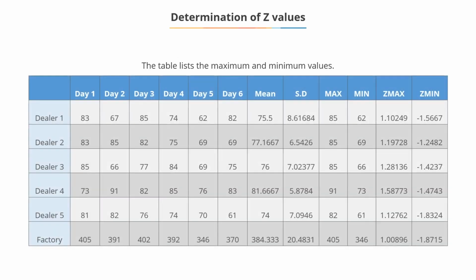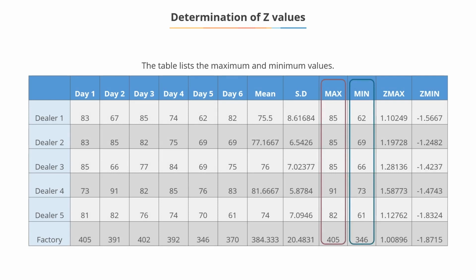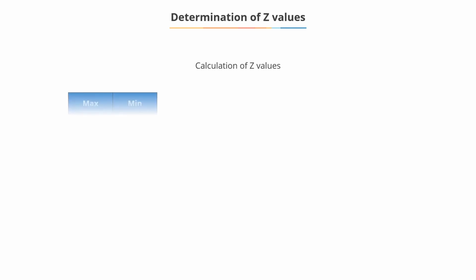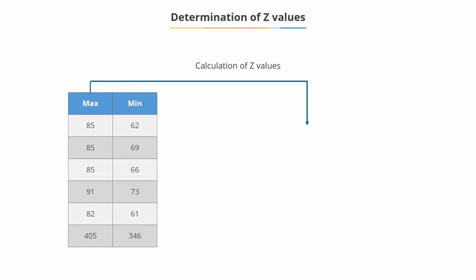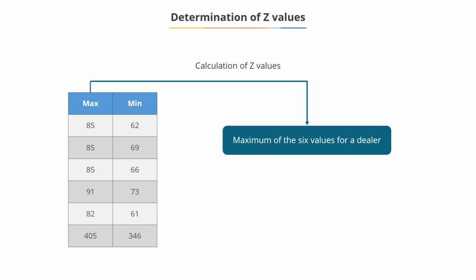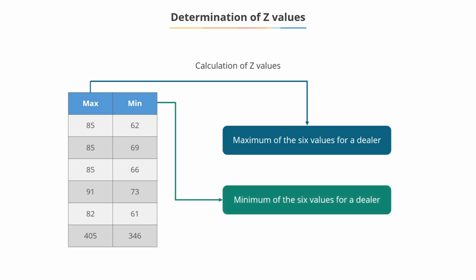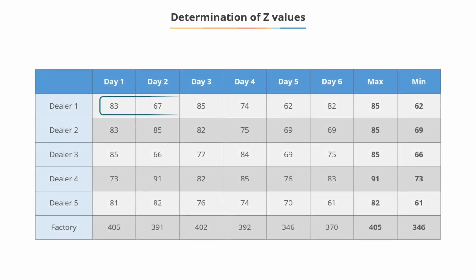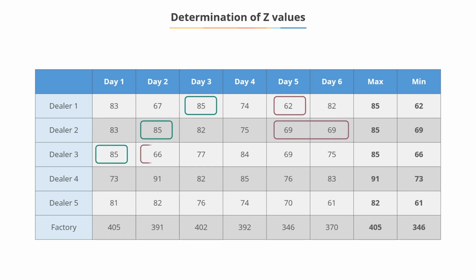The table you see on your screen lists the maximum and minimum values. Then, we calculate the corresponding z-values using the known formulas. Let us better understand how these values are obtained. The column max in the table indicates the maximum of the 6 values for a dealer, and column min indicates the minimum value. Dealer 1 has values 83, 67, 85, 74, 62, and 82. Here the maximum value is 85 and minimum is 62. Similarly, the max and min values for other dealers are also obtained.